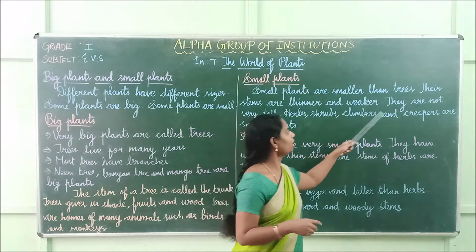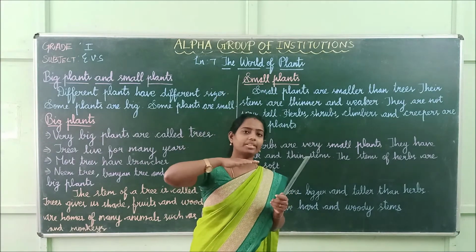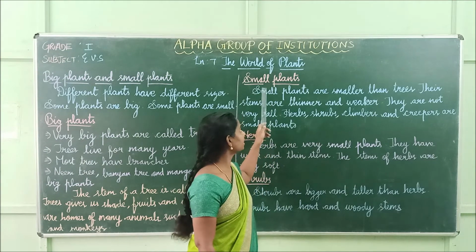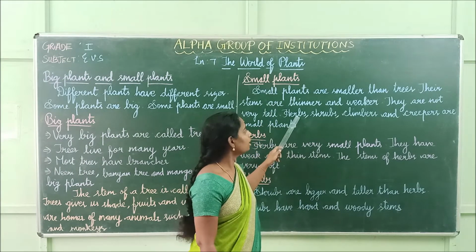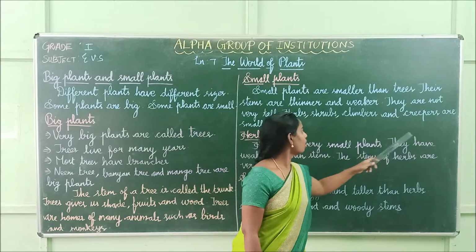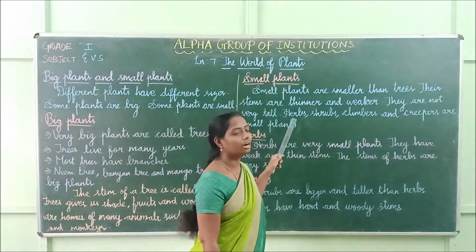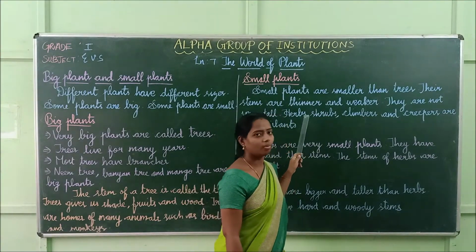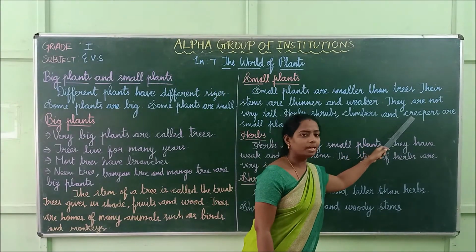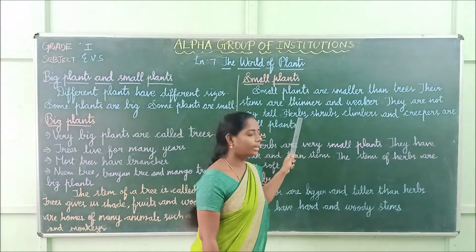Okay children, they are not very tall, which means they are also not very big. The examples categorized as small plants are herbs, shrubs, climbers and creepers. We are going to discuss these one by one, okay.